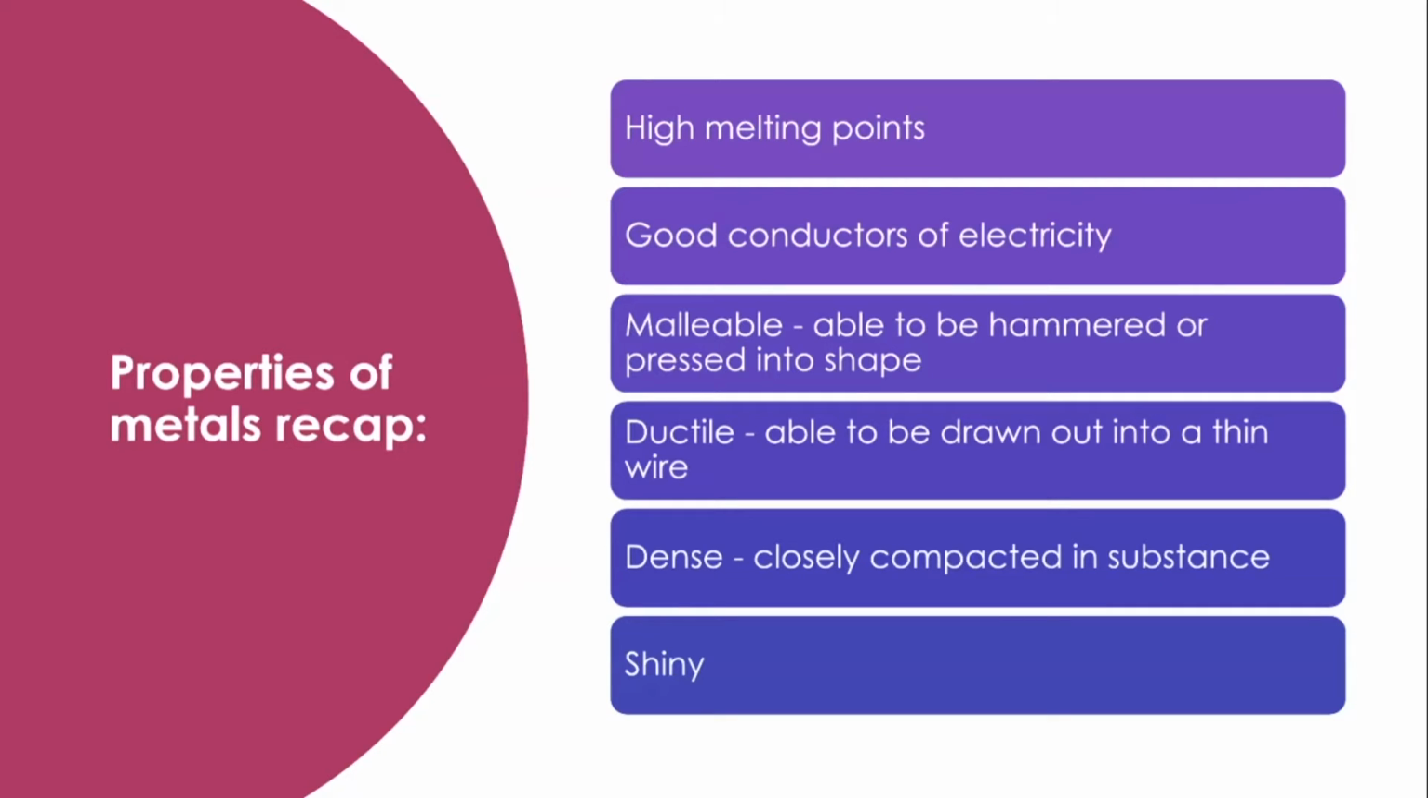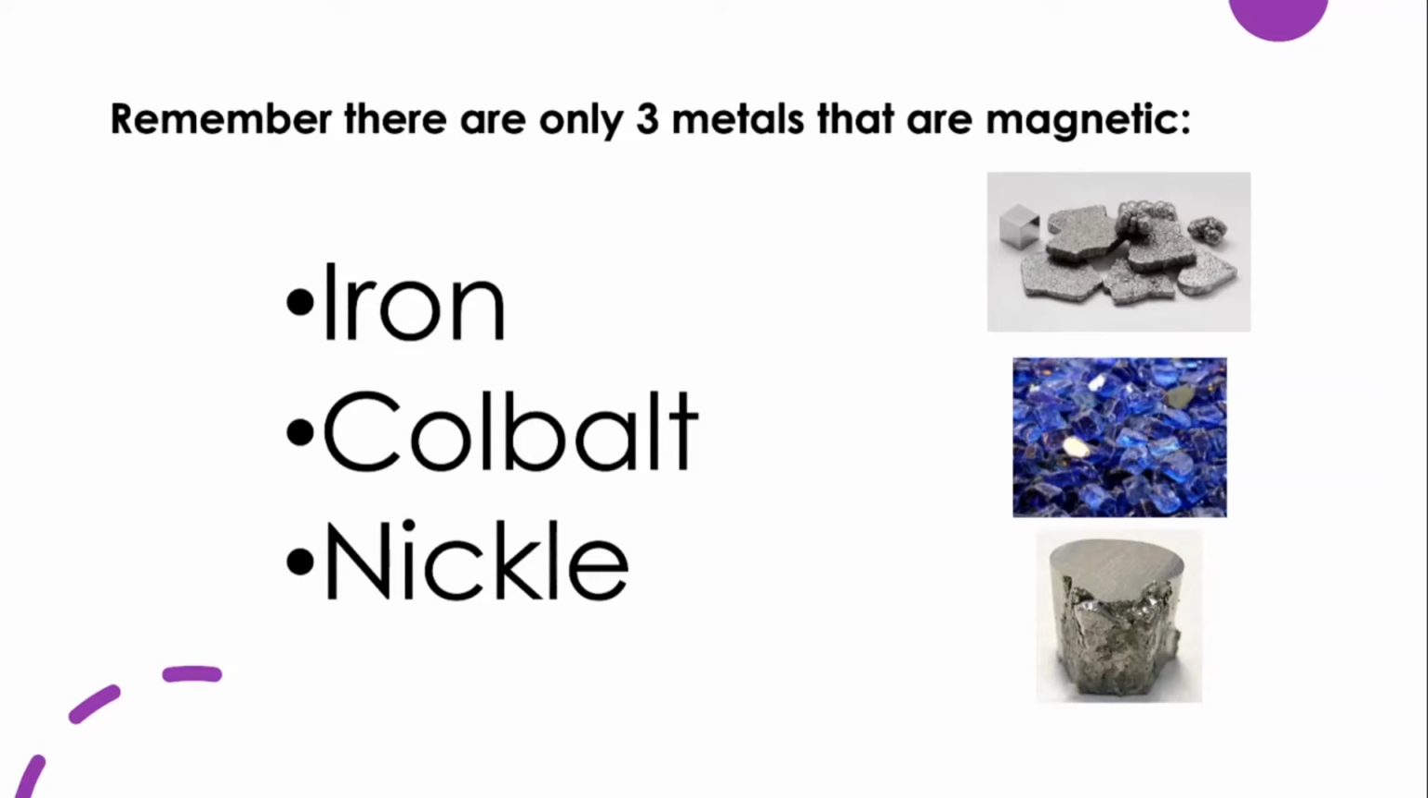Metals have high melting points, they are good conductors of electricity, they are malleable, meaning able to be hammered or pressed into shape, they are ductile, meaning able to be drawn out into thin wires, they are dense, meaning closely compact in substance, and they are also shiny. Remember, there are only three metals that are magnetic: one is iron, another is cobalt, another is nickel.